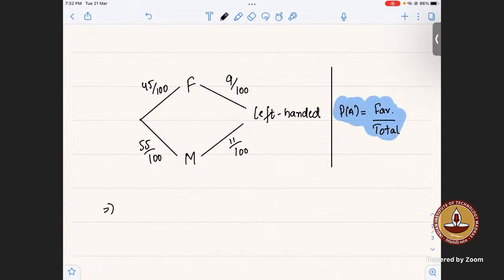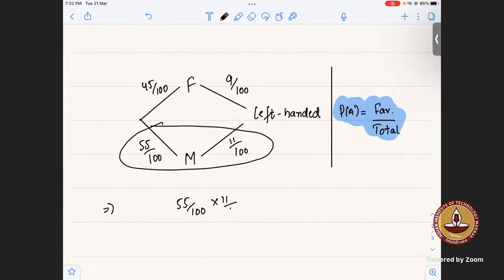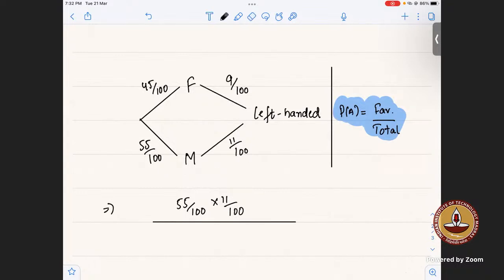How? What is our favorable case in this? That the person is a male and left-handed. The probability for this is 55 by 100 into 11 over 100, right? What are our total cases? That the person is left-handed, because we are dealing with left-handed people.